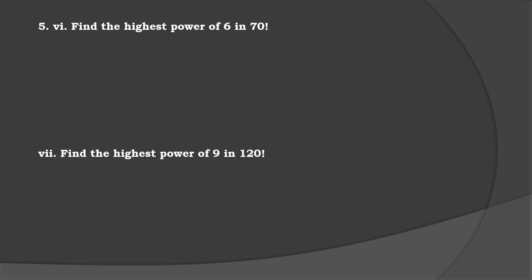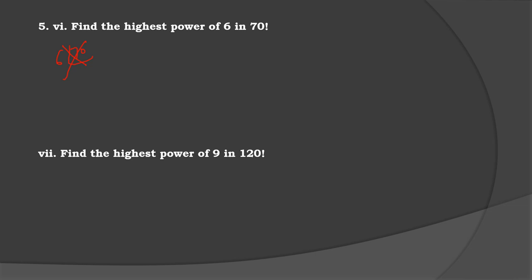Look at this: find the highest power of 6 in 70 factorial. I think all of you are doing it like 70 divided by 6, right? That is not the correct process to solve this question. Look at the previous questions: we found the highest power of 2, 3, 5, 7, 11. These numbers are prime numbers, and it is possible to find the number of zeros. Here we have only prime numbers, that's it.